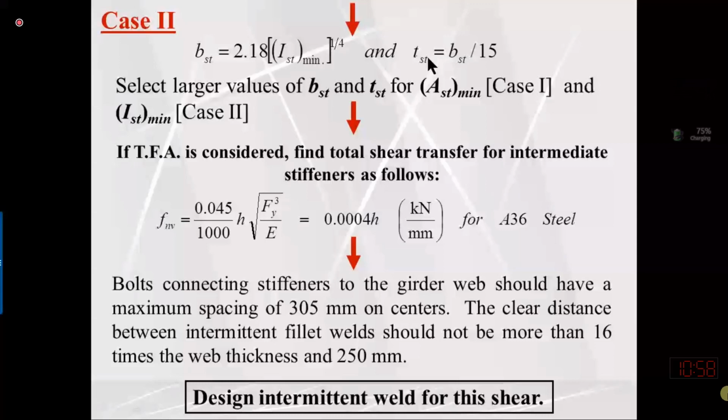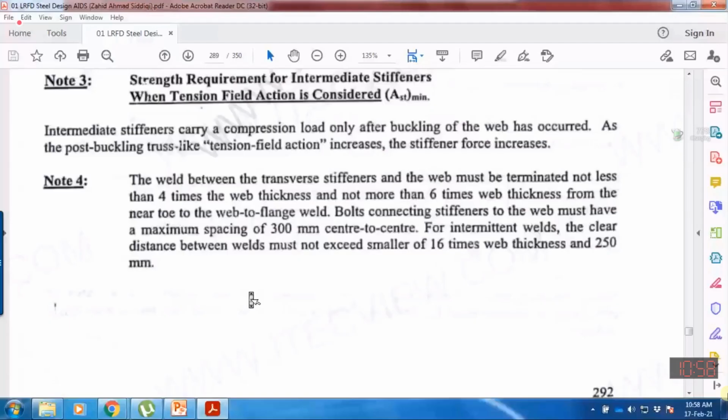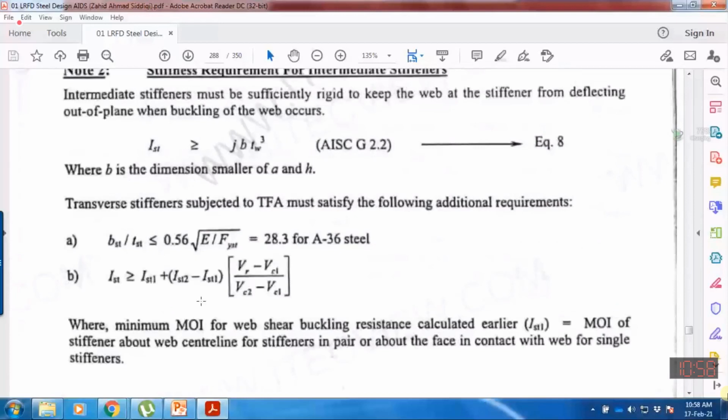And then one step is missing. We need to check this case that we have discussed. Ist should be more than this parameter. So you need to compute Ist2, and that I will explain when we are designing this stiffener. So this case must be satisfied. Ist2 is this one.